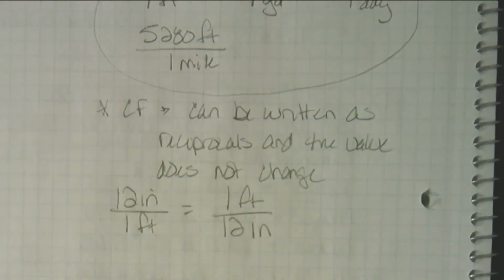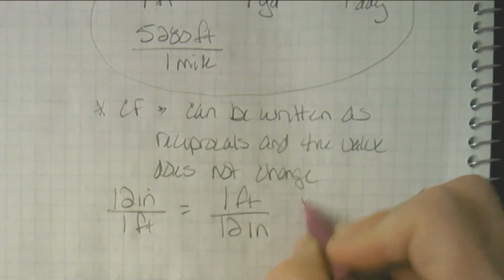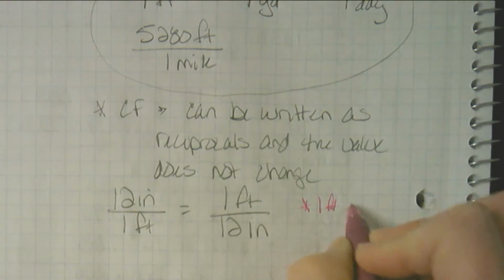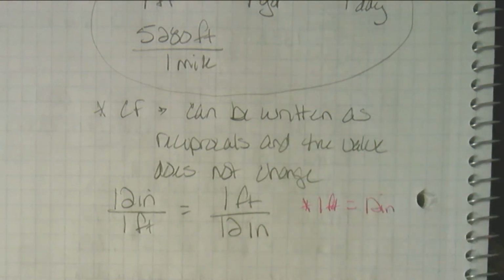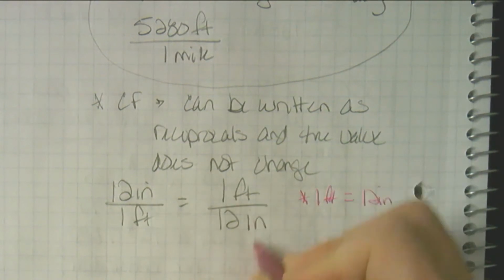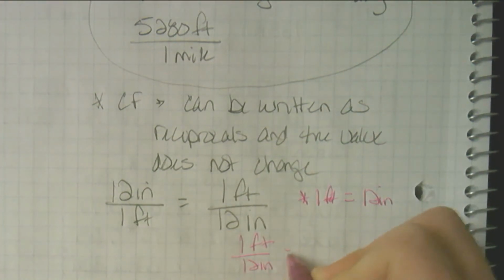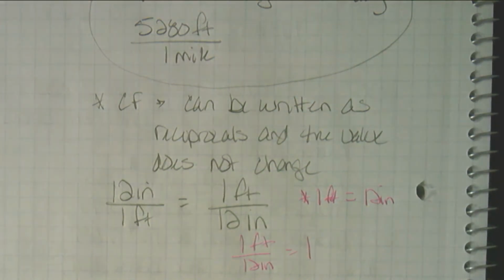Because these two are equal, I can do that, because 1 foot equals 12 inches. This is a version of 1. So 1 foot over 12 inches really equals 1. They are exactly the same, just different units, so I'm not changing the value of it.